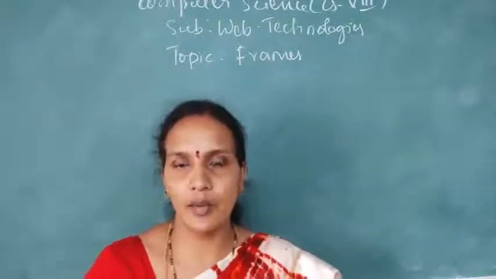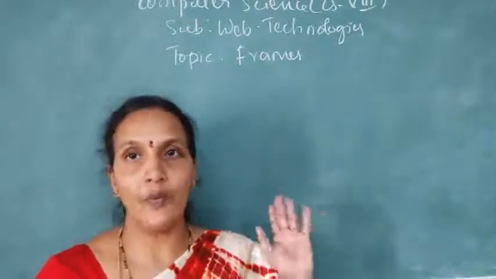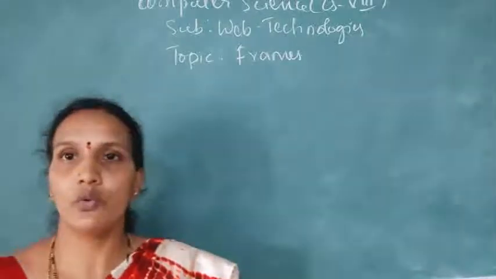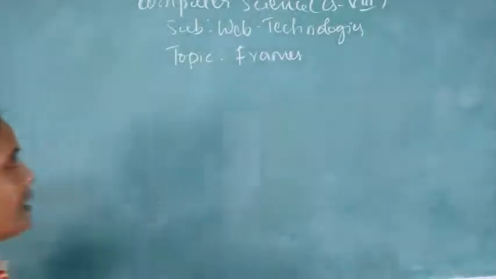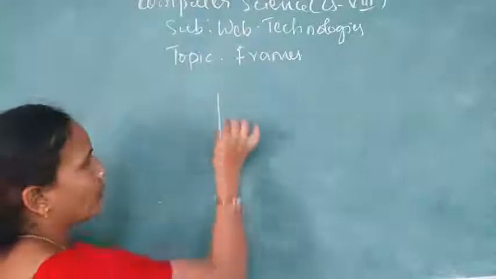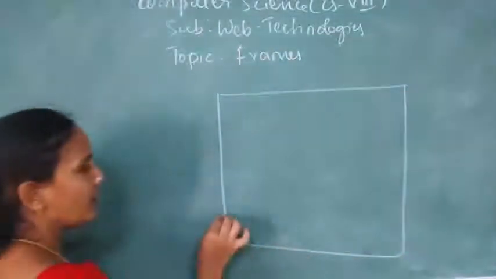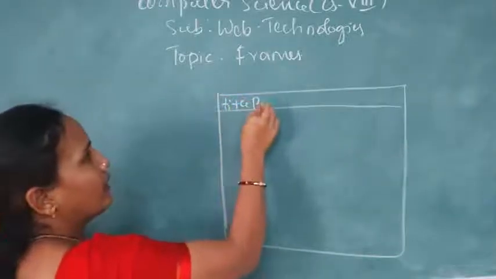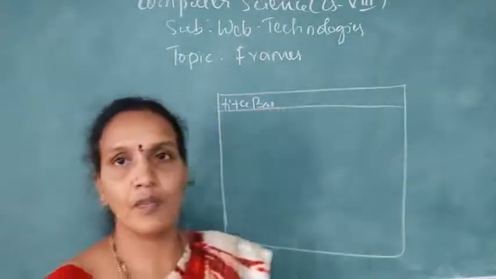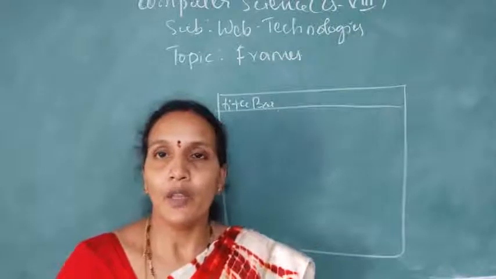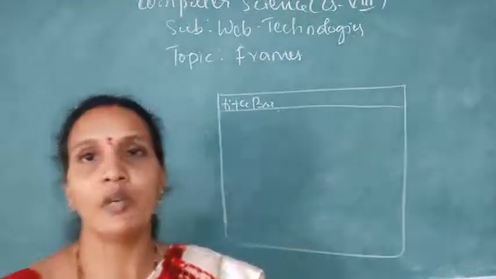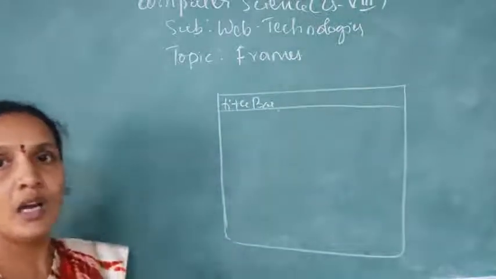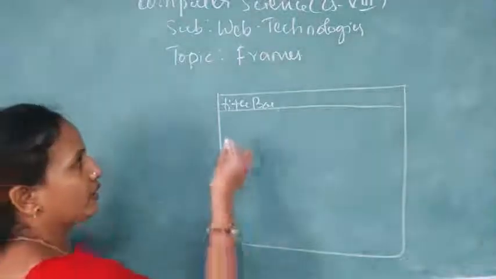In this class, I am going to explain to you about frames. So, actually, what is the use of a frame? See, for example, this is the browser window. In the browser window, this is the title bar where we give the title of the document. And whatever you write between the body section will be displayed here.